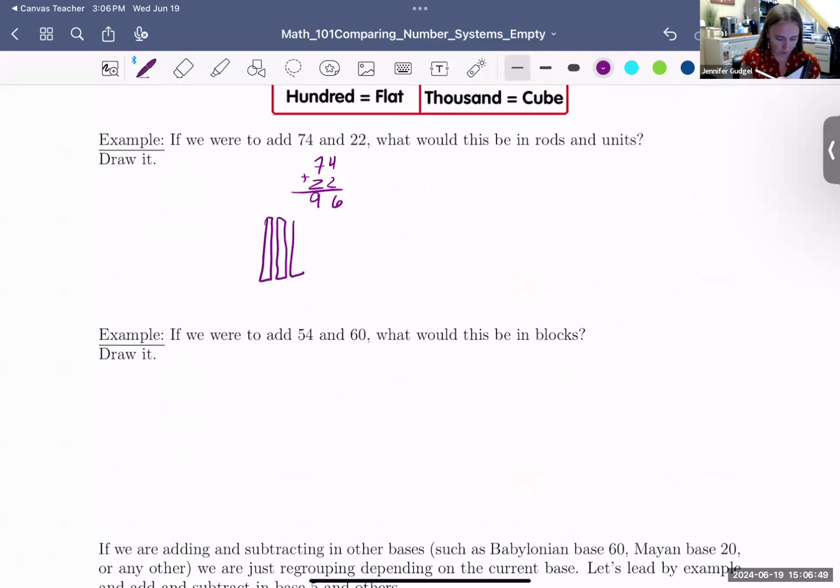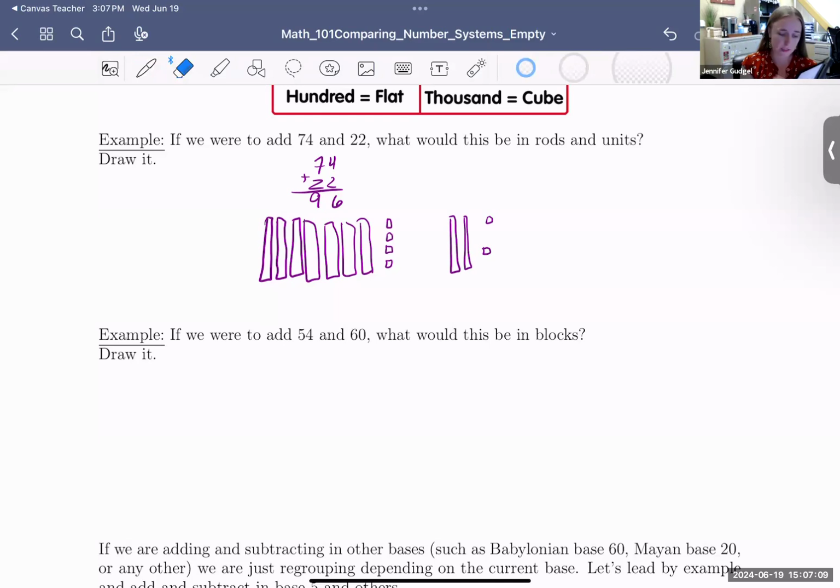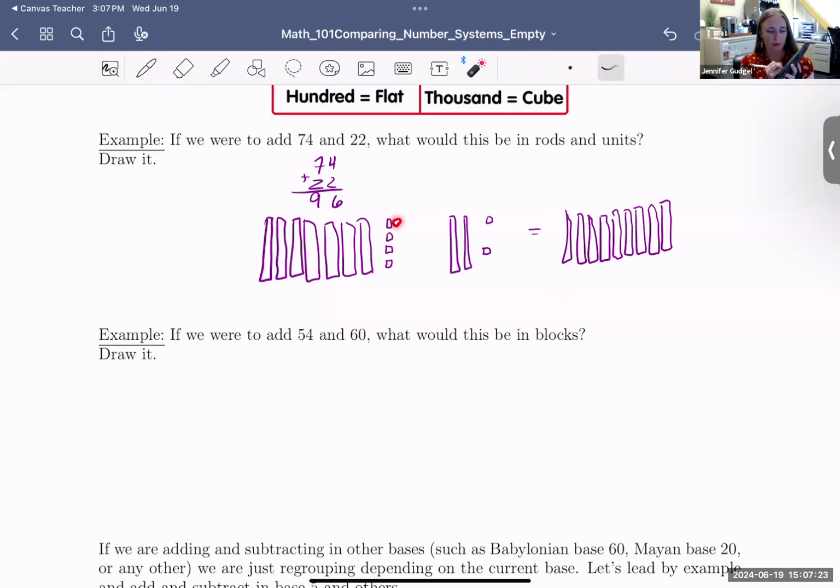But 74 is 7 rods, so 1, 2, 3, 4, 5, 6, 7, and 4 units: 1, 2, 3, 4. 22 is 2 rods and 2 units. So if I were to draw connecting these, there's going to be 9 rods put together: 1, 2, 3, 4, 5, 6, 7, 8, 9 rods, and 6 units.